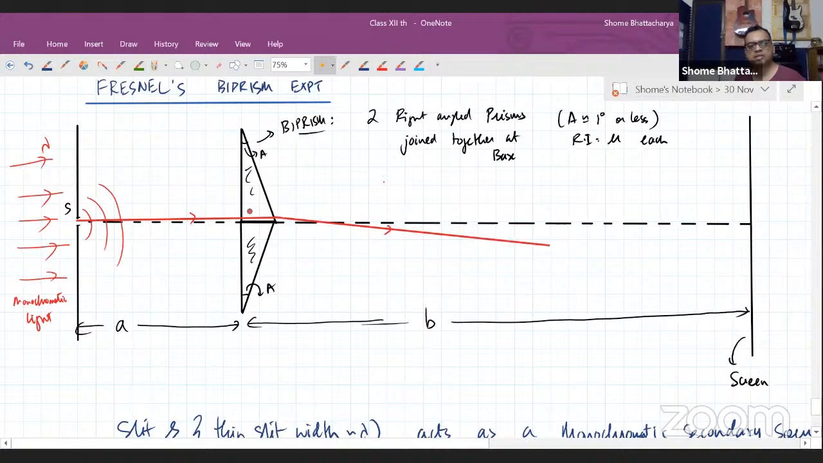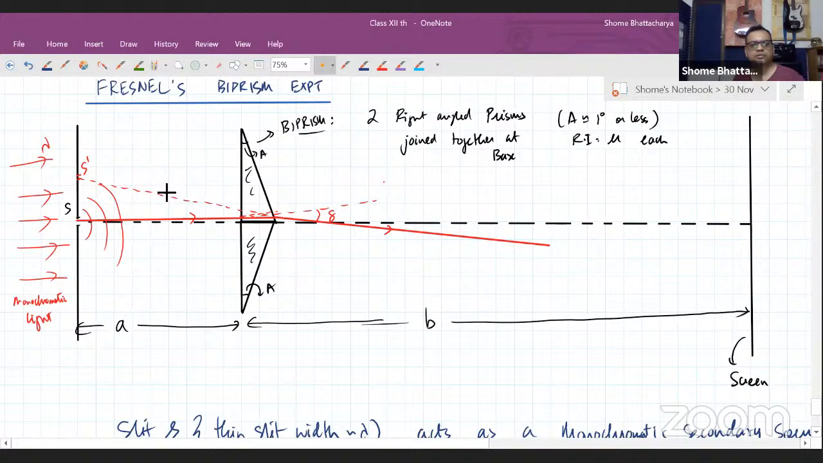So this incident light, if you compare it with this, this angle of deviation is delta, and it appears to be coming from... You have to remember this is a very exaggerated diagram. Actually, this is a very, very thin prism, so this deviation is very less. So it appears to be coming from some S prime here, let's say.